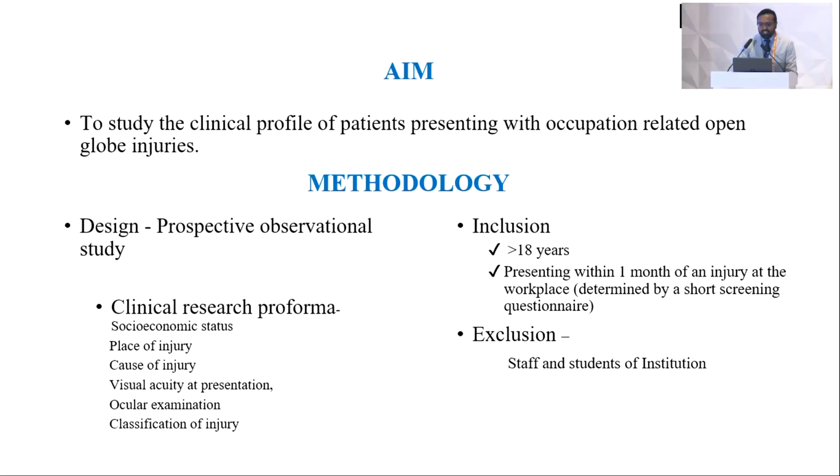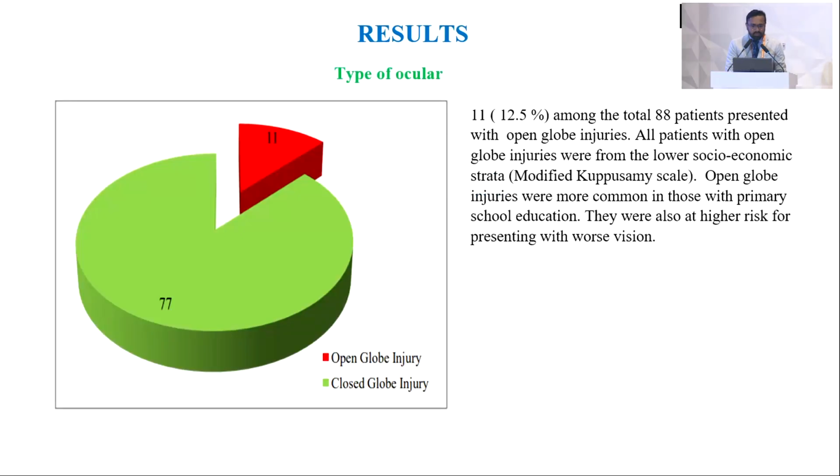The aim of the study was to study the clinical profile of patients presenting with occupation-related open globe injuries. The methodology design was a prospective observational study, and the inclusion criteria were patients presenting within 1 month of injury at the workplace and those above 18 years of age. The staff and students of Christian Medical College Vellore were excluded from the study.